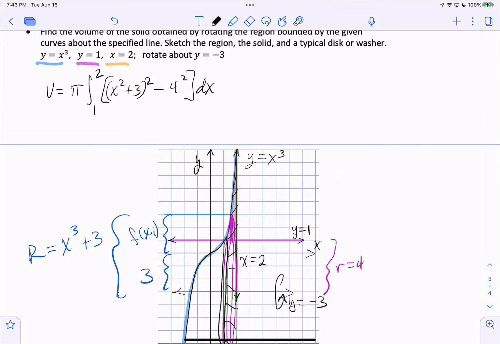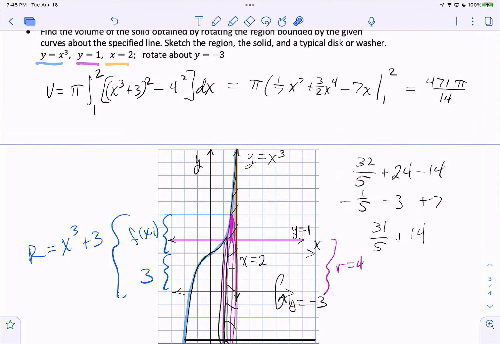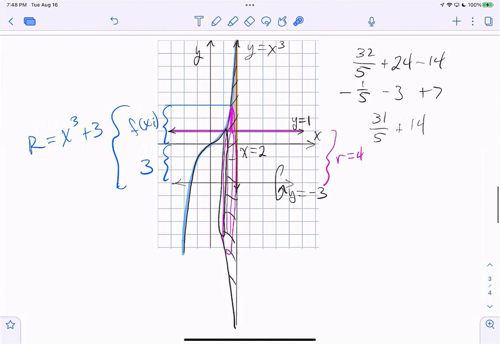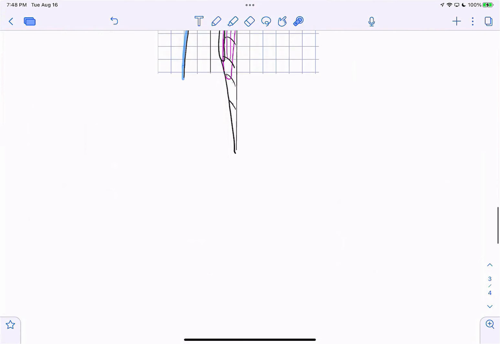Folks, the integrating isn't the hard part of this. It's the setting up. And I had this as x squared here, but it's x cubed plus 3, the quantity squared, right? And our answer turns out to be 471 pi over 14. So like I say, the integrating itself isn't really bad. It's just using the power rule. The tough part here is dealing with the 2 radii, especially because the axis of rotation isn't a coordinate axis. So much easier when it is.